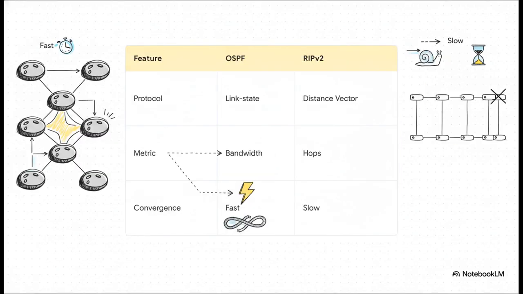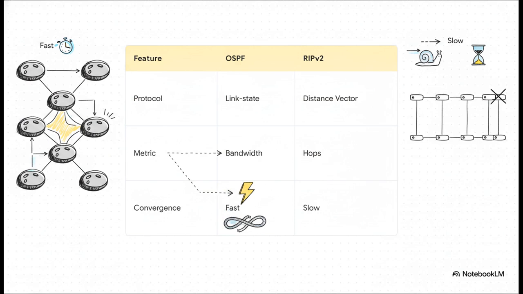When you compare OSPF to older protocols like RIP, it's super clear why OSPF is the modern standard for large networks today. RIP is what's called a distance vector protocol. It calculates the best path just by counting how many router hops are in the way, totally ignoring whether those connections are blazing fast or painfully slow.